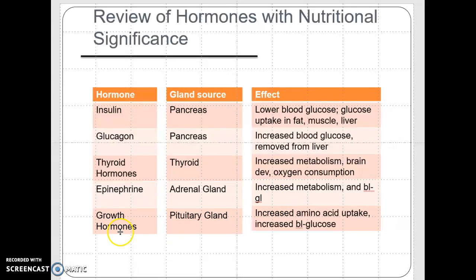Or growth hormones also. These come from the pituitary gland, and that's what we depend on as we grow up from childhood to adulthood. So that's the review of this first part of chapter 13. There's more slides, of course, but those are the highlights, and hopefully it will help you understand this chapter.